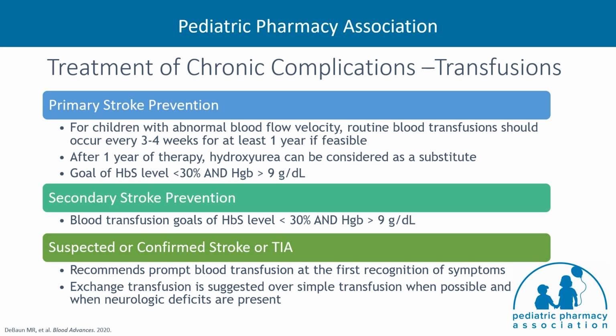For patients who have had a stroke and we're looking at secondary stroke prevention, we would use blood transfusions with the goal of attaining hemoglobin S levels less than 30% and hemoglobin greater than 9. And then if a patient has a suspected or confirmed stroke, a prompt blood transfusion is recommended at the first recognition of symptoms, and then exchange transfusion is suggested over simple transfusion when possible and when neurologic deficits are present.